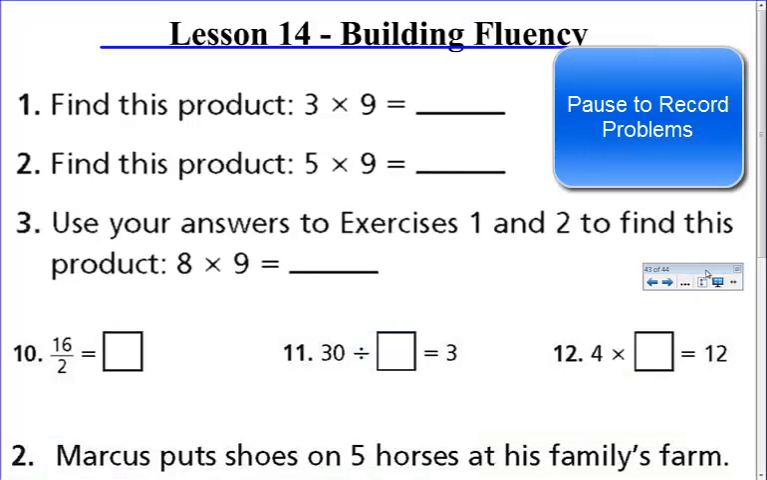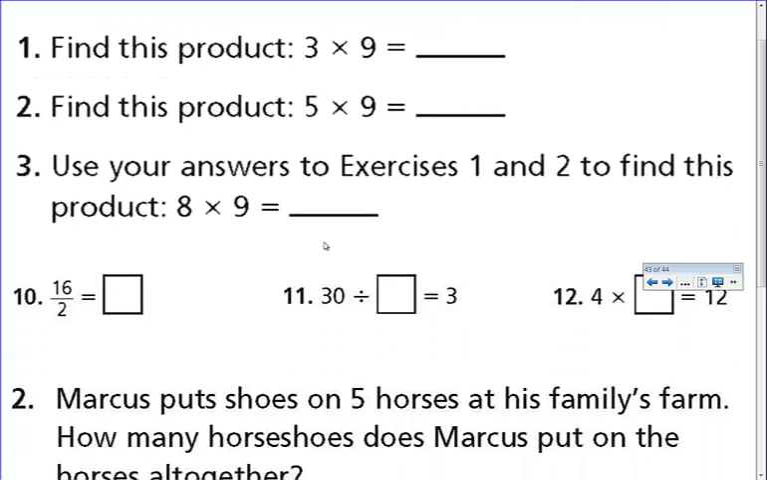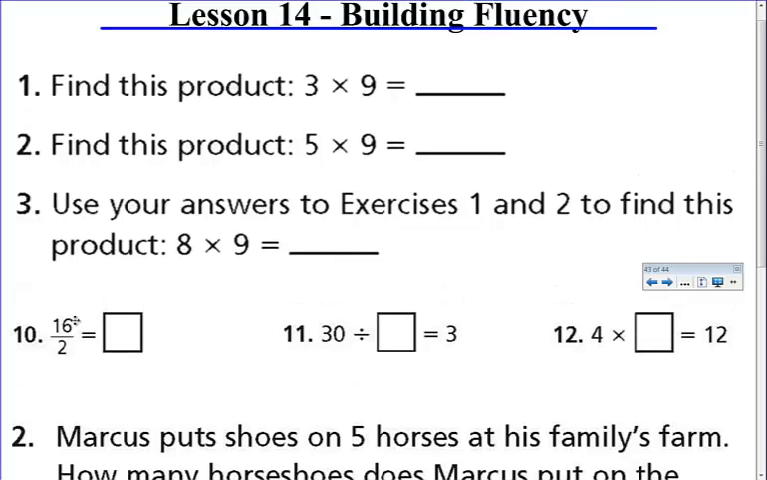Okay, here's your math homework. Lesson 14, Building Fluency. You need to find these 3 answers. Find the product, 3 times 9. Find this product, 5 times 9. And then answer. You see that there's a similarity in some of the problems we did earlier. Okay, then you have 3 problems here.